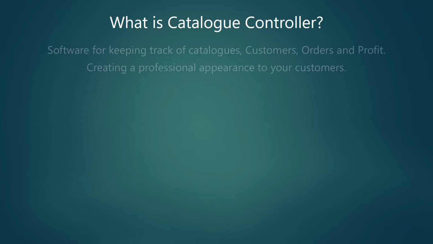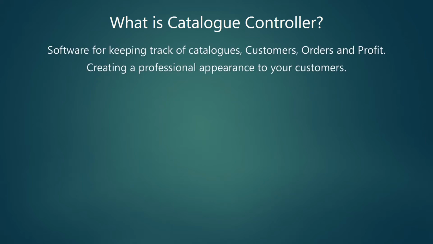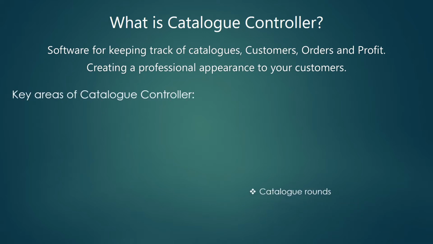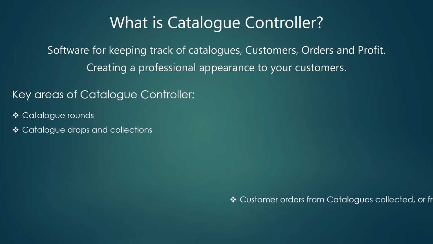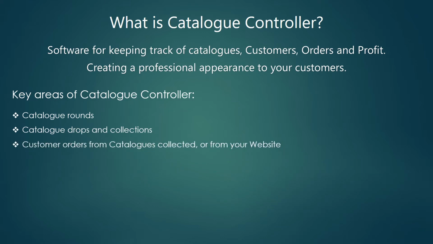What is Catalogue Controller? It's software for keeping track of catalogues, customers, orders and profit, creating a professional appearance to your customers. The key areas of Catalogue Controller are catalogue rounds, catalogue drops and collections, customer orders from catalogues collected or from your website, customer details and order history.